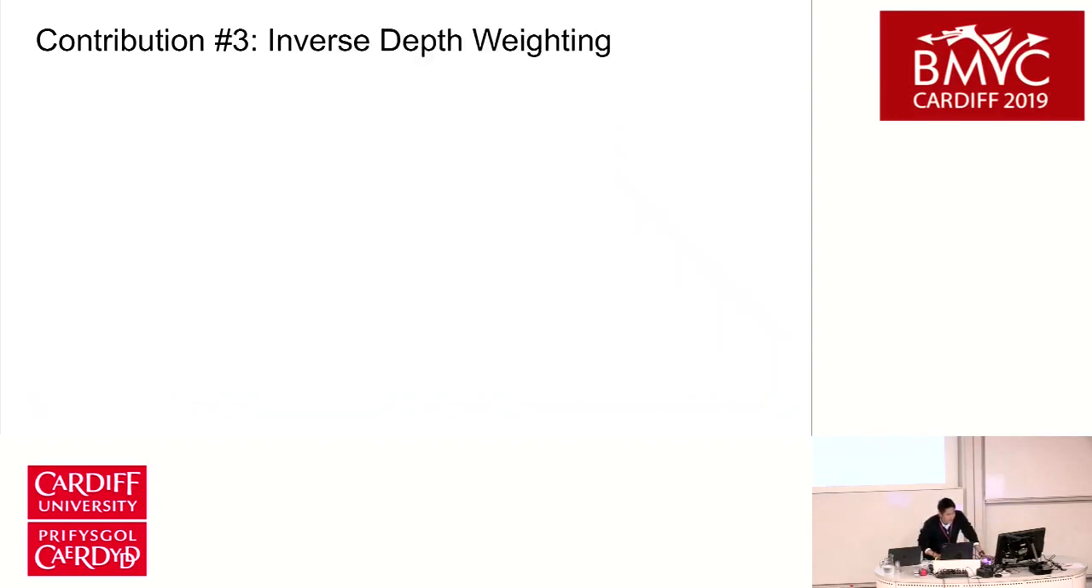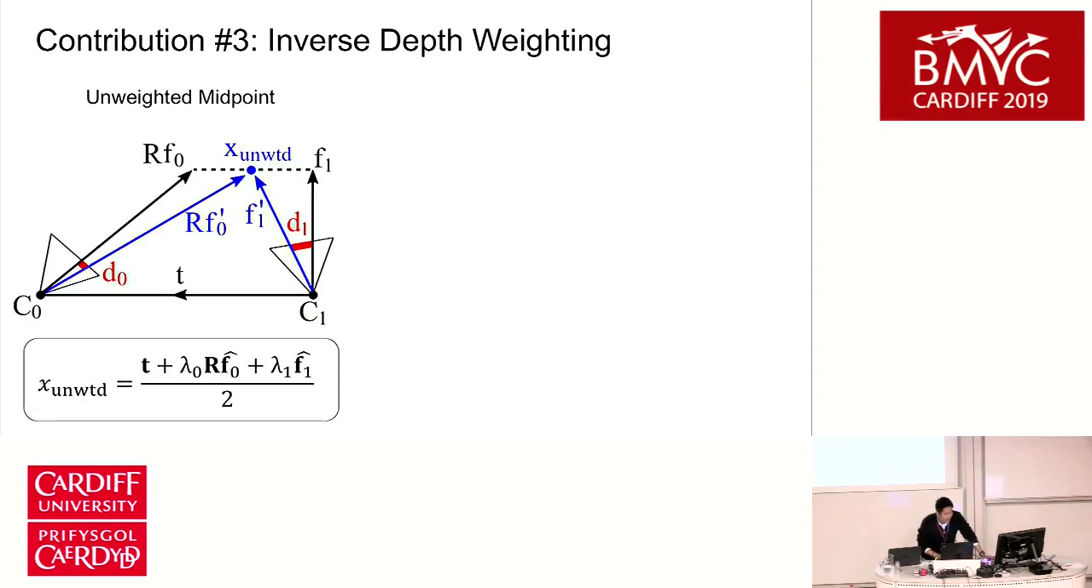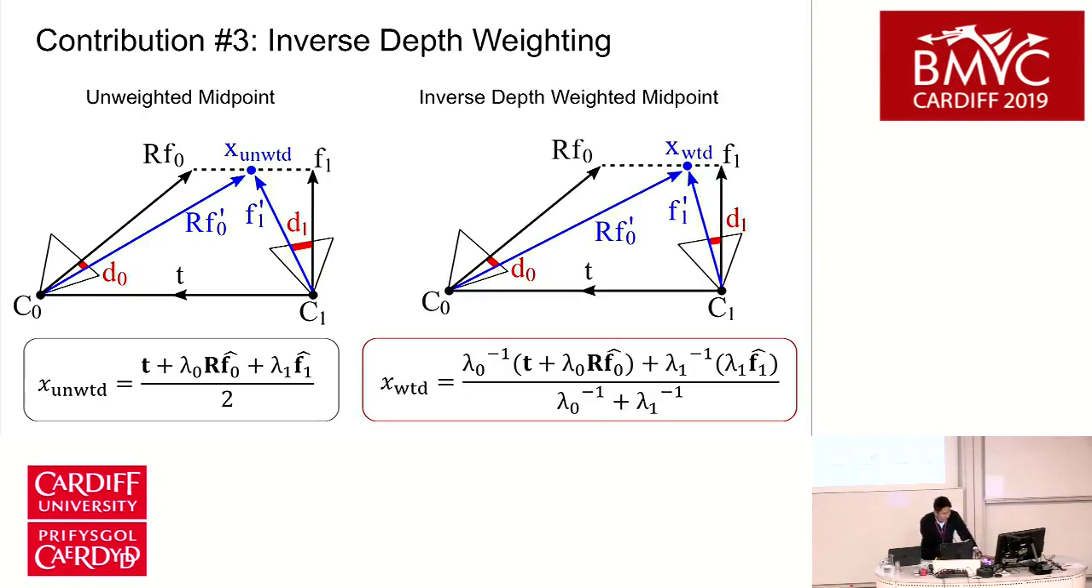Our third contribution is the inverse depth weighting. In the case of unweighted midpoint, the reprojection error is larger for the camera with a smaller depth, as shown here by D0 and D1. Now, in order to compensate for this imbalance, we propose to use the inverse depth as a weight, so that we can bring the midpoint closer to the ray with a smaller depth. And the weighted midpoint is given by the modified equation here.